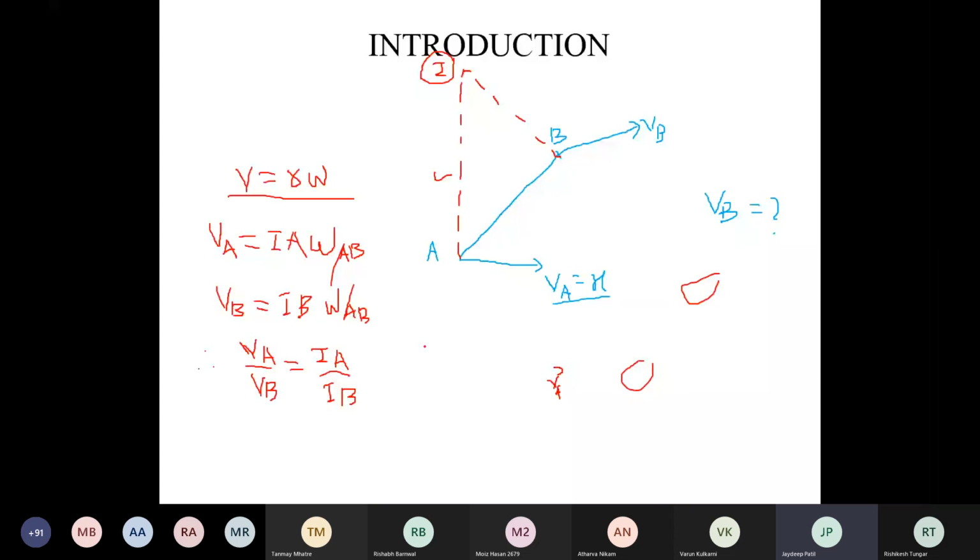Now this IA is your distance. You have to measure it using a scale and put it here. IB you have to measure and put here. Whatever the unit is, meters or mm, it will cancel out. Suppose velocity A is x. I know x here. You can easily find out velocity B. Correct?